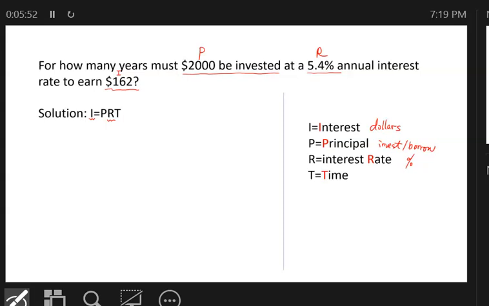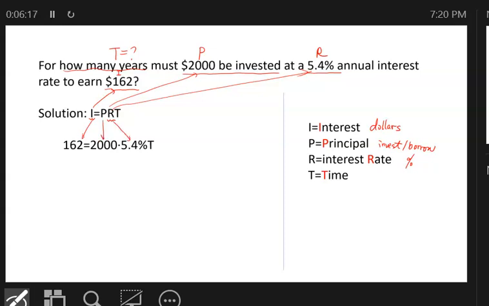So let's plug in the numbers. For I, we have 162, P is 2,000, and R is 5.4%. The only thing that's not given is T, how many years, which is the unknown. We're going to leave it there and solve for T. After we plug in I, P, and R, we get this equation. Now we're going to solve for T.